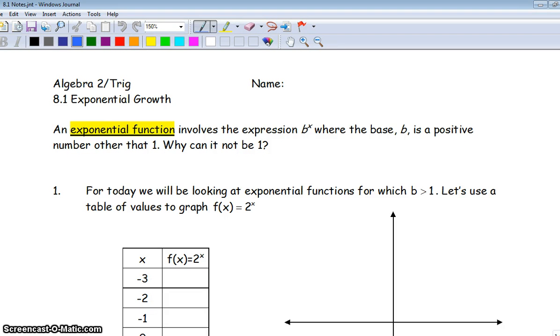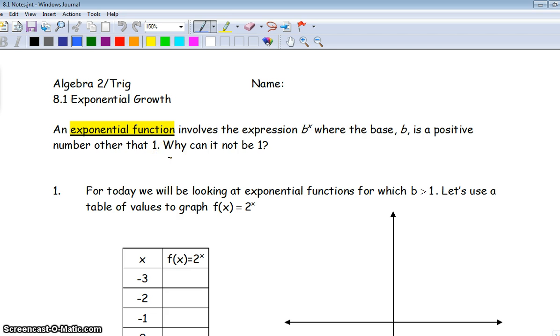Hello, today we're going to start Chapter 8, and Chapter 8 is on exponential and logarithmic functions. We're going to start first with 8.1, which is just exponential growth functions. Exponential growth functions involve the expression b raised to the x power, where our exponent is our variable and b is our base. Now our base b has to be positive and it has to be other than 1.